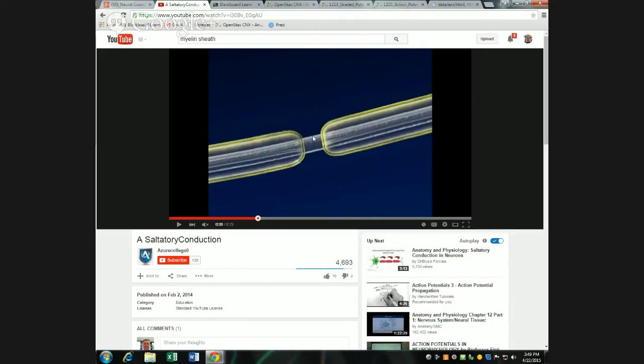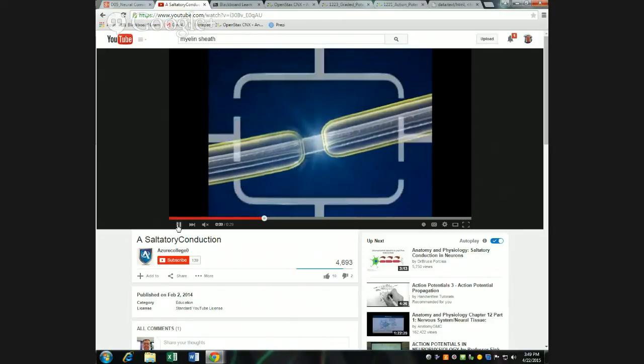The sodium that comes in can then diffuse down the myelin to the next node. It'll also diffuse back along the myelin to the previous node, but the previous node is in the refractory period, so nothing's going to happen there. I kind of like the way this is animated.